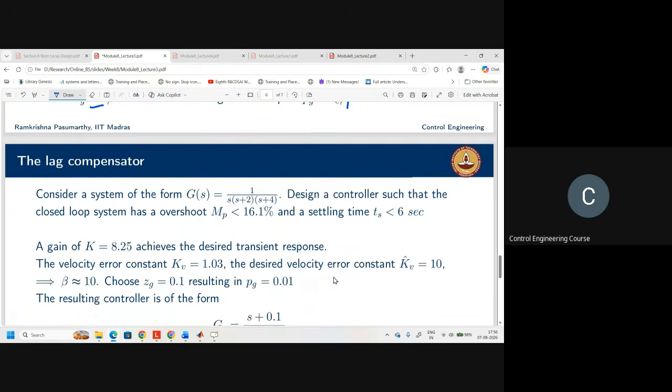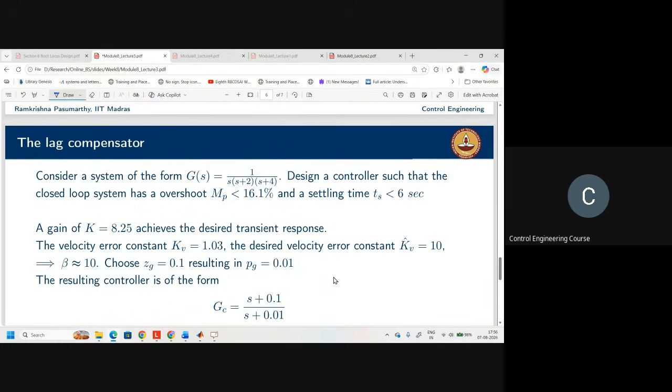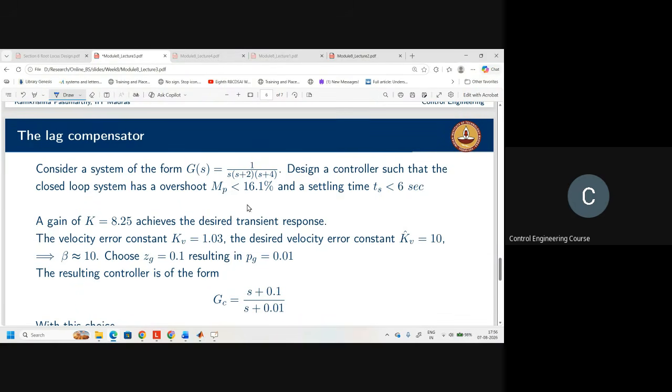So let us take one example. In this example, the desired Kv is 10. That means your steady state error should be 0.1, that means 10% should be your steady state error. This is the requirement. It should be less than 10%.